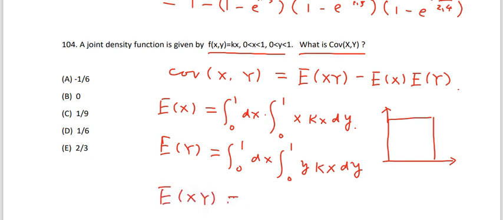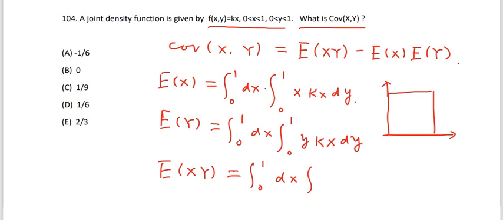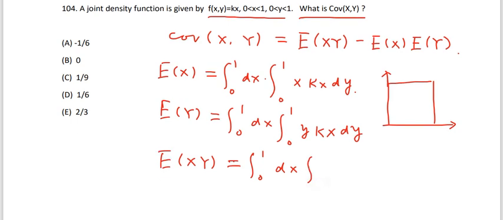So the marginal of x is just this, integrating from 0 to 1. Then once we determine x, for y we say y starts from 0 to 1. So here we have x times y, kx dy.